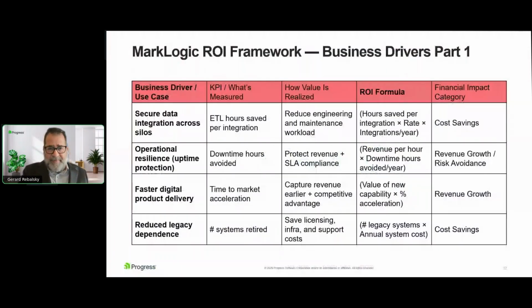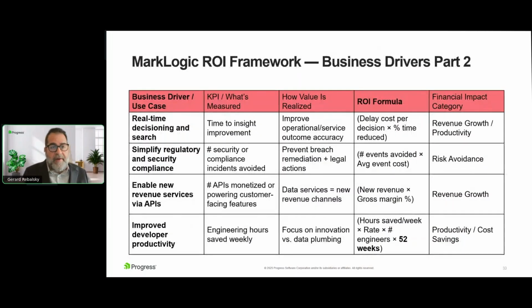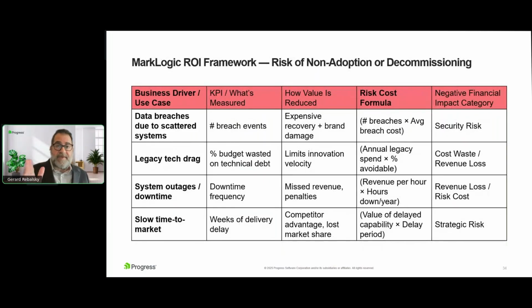I'm sorry, we're going to go through again, MarkLogic ROI Framework. So we have the business drivers: securing data integration across silos, reduce legacy dependence, simplifying regulatory and security compliance, enabling new revenue services via APIs. What's the KRI or what's the KPI measured? How's that value realized? The ROI formula and the financial impact category. And again, what's the risk of non-adoption? What's the risk of decommissioning?